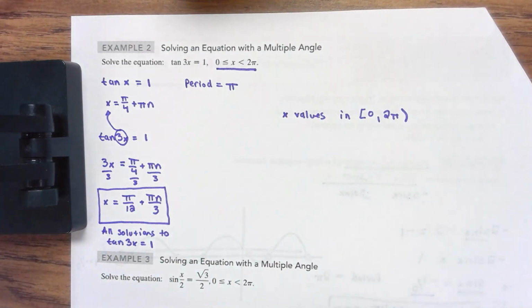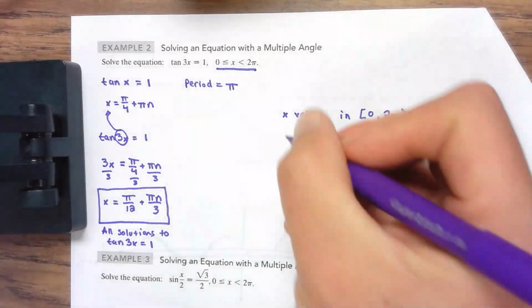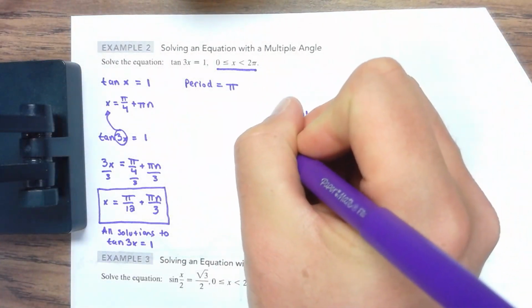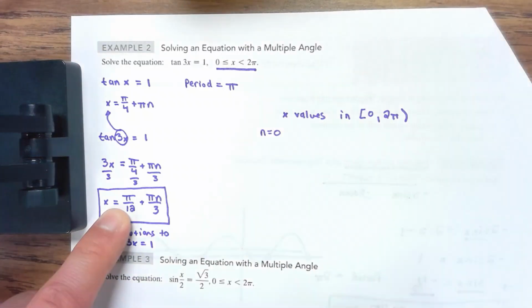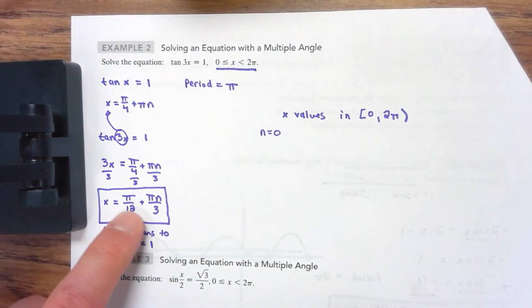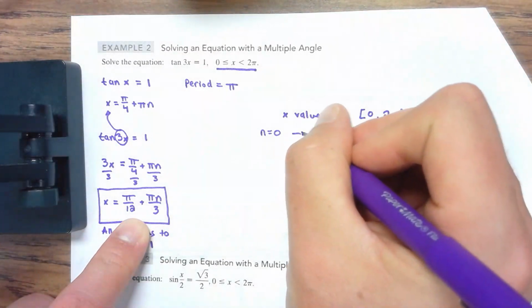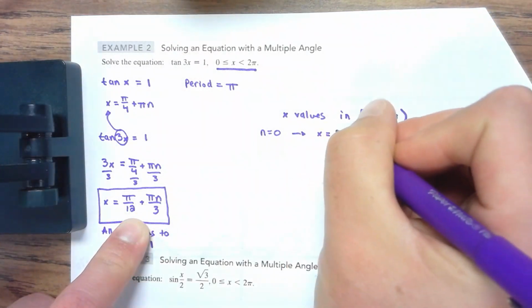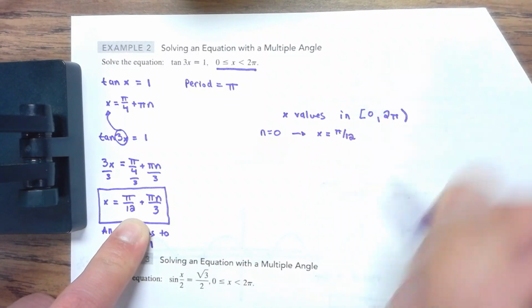To find these values is where we plug in values of n. So I'm going to let n equal 0. When I plug in n equals 0 to this equation, I'm just adding pi over 12 plus 0, which is just pi over 12. So nothing more that we need to do for that particular answer.